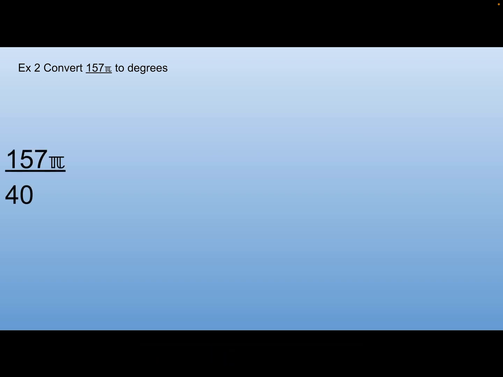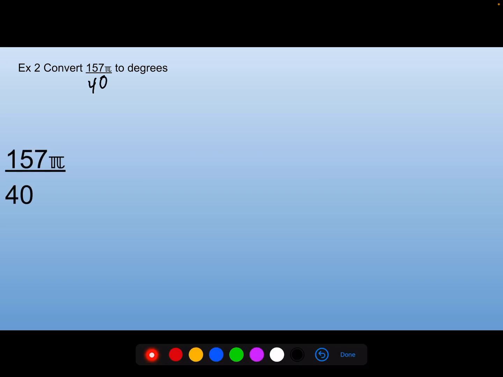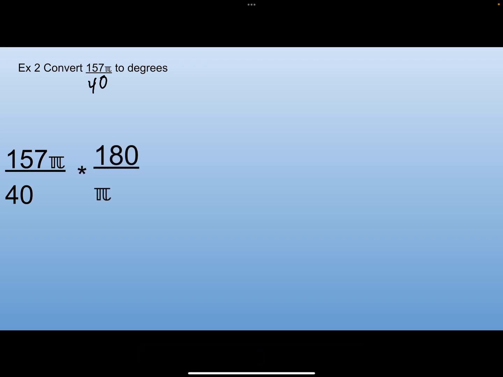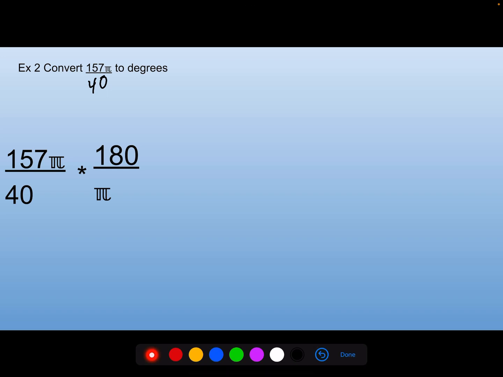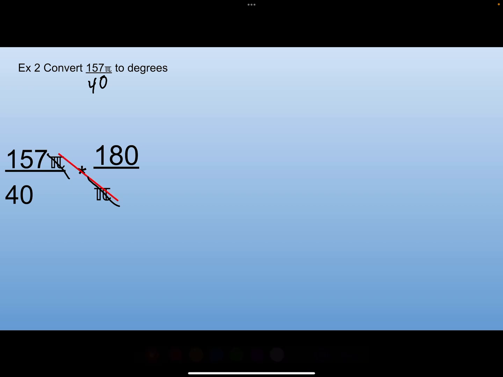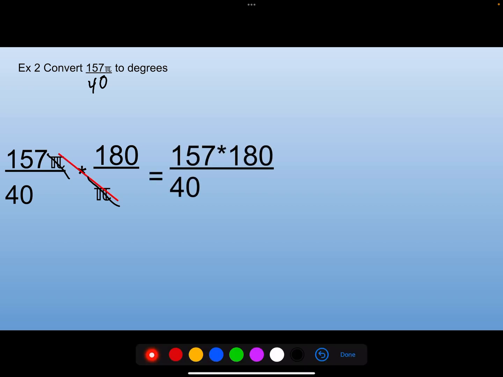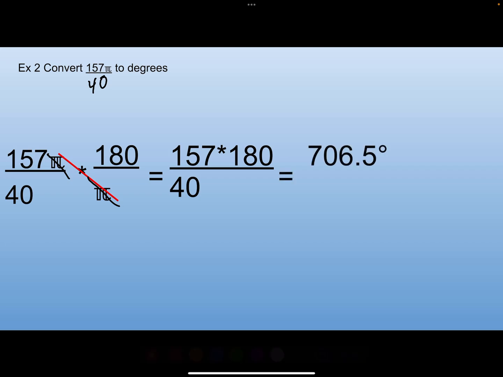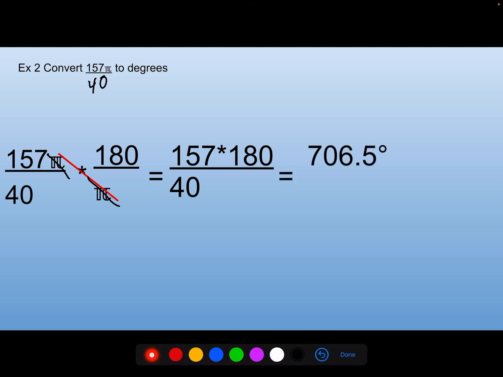So once again, I would say pause it, see if you can do this one. 157 pi over 40, and see if you can convert that to degrees. So to convert it, all we do here is multiply by pi over 180. So now we notice the pi's go away, and all I do now is multiply the 157 times 180, divide it by 40, and that's going to give you my answer of 706.5.